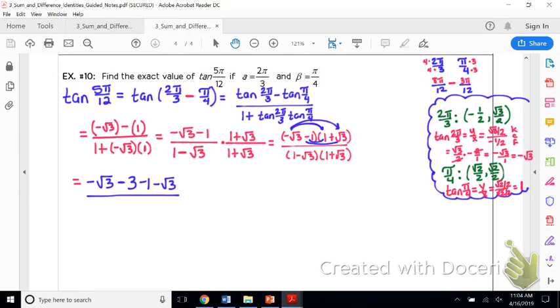So for the denominator, I do my FOIL. We have 1 times 1. Then 1 times the square root of 3, plus square root of 3. Negative square root of 3 times 1 is negative square root of 3. And then negative square root of 3 times positive square root of 3 is negative square root of 9, which is 3. So we have just negative 3 there.